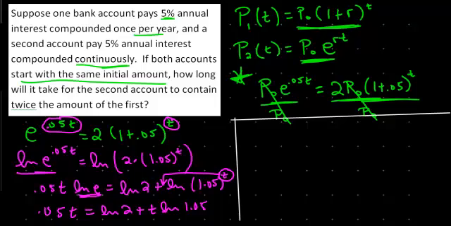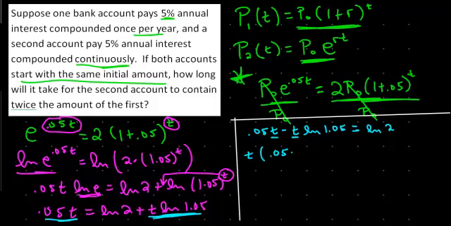Let me go in this little box now. I'll change colors just for fun. And so now we're back to just regular algebra. I want to solve for T, so I want to get all my T's on one side. So I'm going to take this expression over to the other side and get 0.05 T minus T times the ln of 1.05 equals the ln of 2. Now factoring out this common factor of T, I get T times 0.05 minus the ln of 1.05 equals the ln of 2.